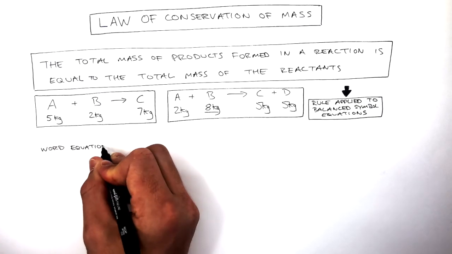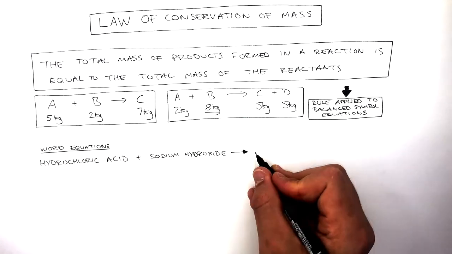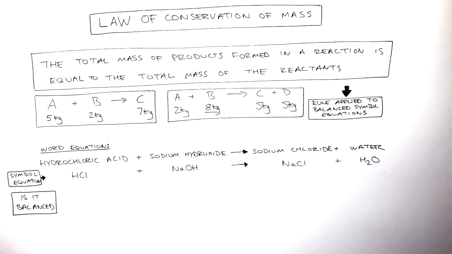In this word equation, hydrochloric acid reacts with sodium hydroxide to form sodium chloride and water. Here is the symbol equation, and the question is, is it balanced? To figure out if a symbol equation is balanced or not, I'm going to teach you the following technique.